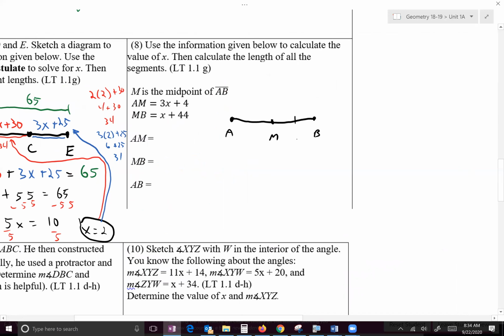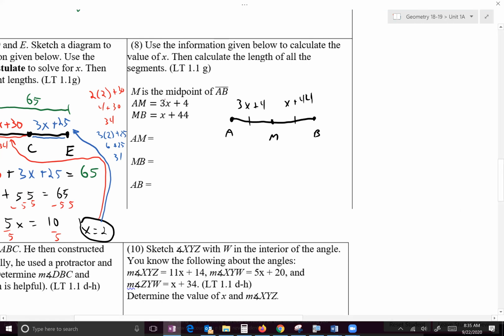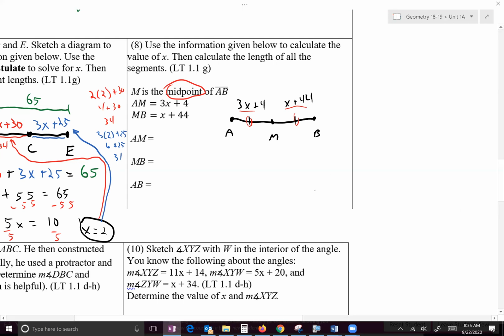So we have AM is 3x plus 4, and MB is x plus 44, and they want us to find the length of everything. They want to find both sections and the length of the entire thing. So if this is a midpoint, that's the key word here. Okay, that means that these are equal. So we set them equal to each other. So 3x plus 4 equals x plus 44.